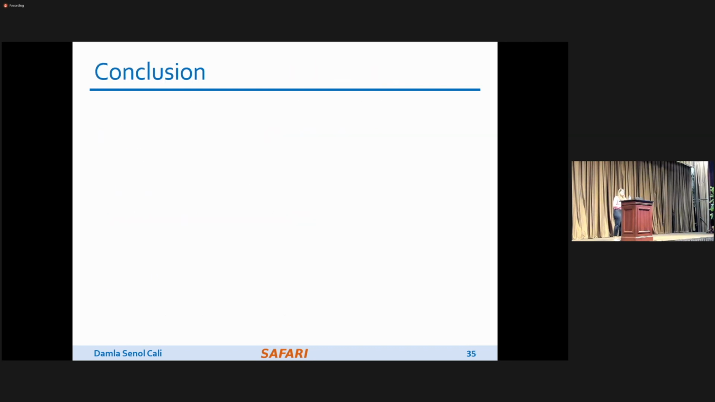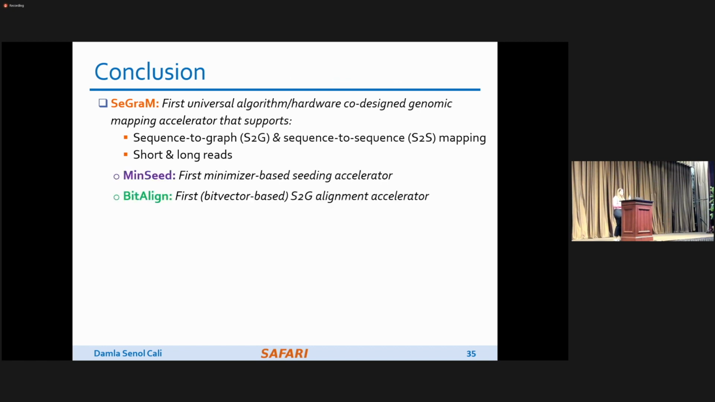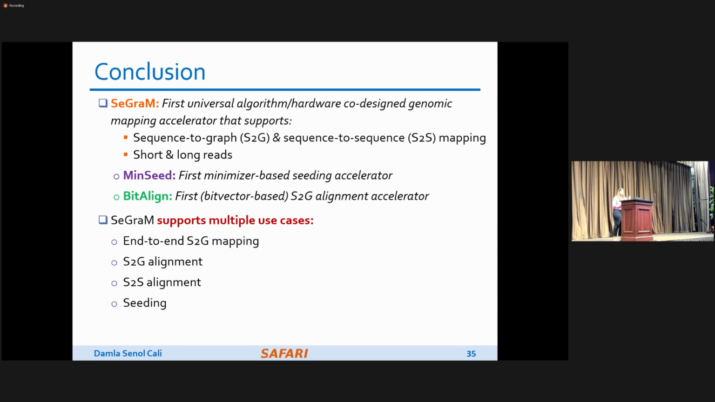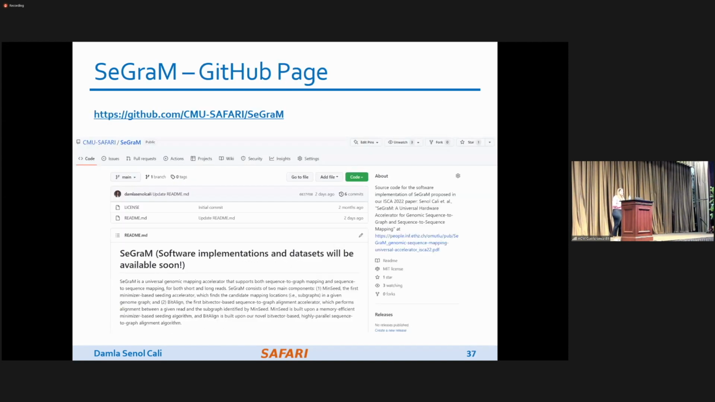So to conclude, in this work, we propose SeGraM, the first universal algorithm-hardware co-designed genomic mapping accelerator that supports both sequence-to-graph mapping and sequence-to-sequence mapping for both short and long reads. SeGraM consists of 2 components, MinSeed and BitAlign, and it supports multiple steps of sequence-to-graph and sequence-to-sequence mapping pipelines. Based on our extensive analysis, we show that SeGraM outperforms state-of-the-art software and hardware solutions. Our paper is available online, and we will be releasing our software implementations and the data sets we use on our GitHub page soon. Thank you so much.